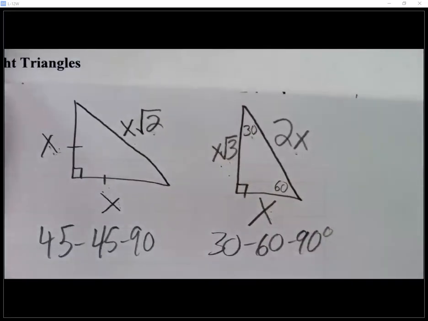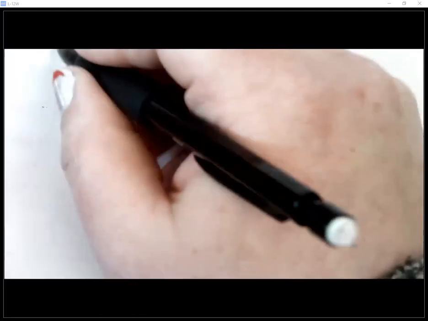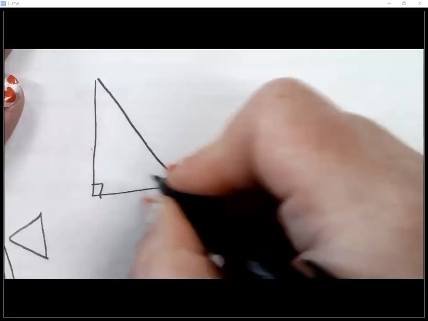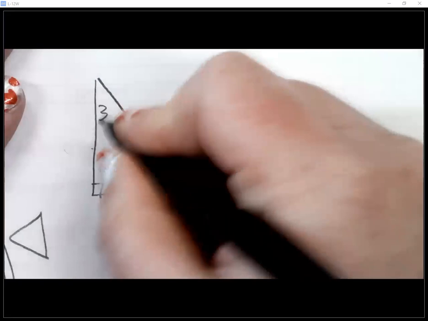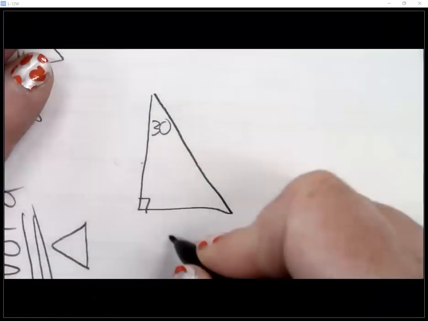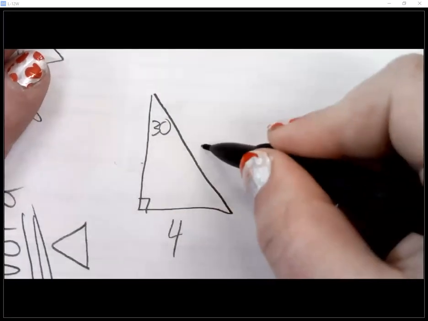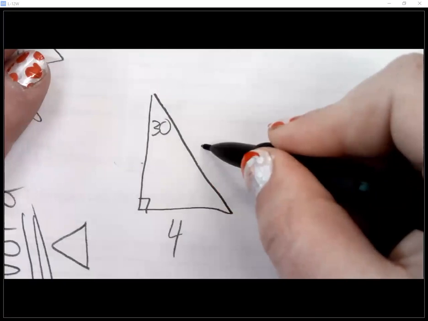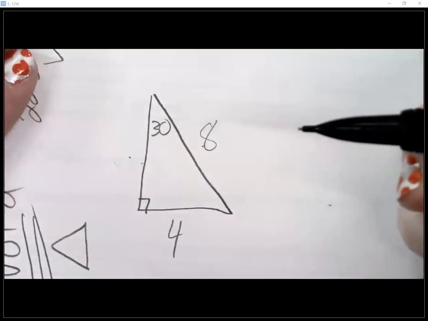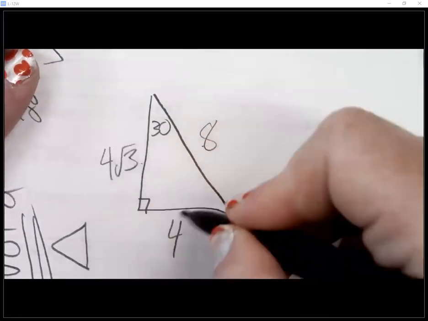Now let me give you some numbers with some 30, 60, 90s. We'll start off easy. Okay, let's try it. If I told you this side was 4, what's this side? 8. And what's this backside going to be? 4 root 3, I'm hearing. It's whatever the short side is times root 3.